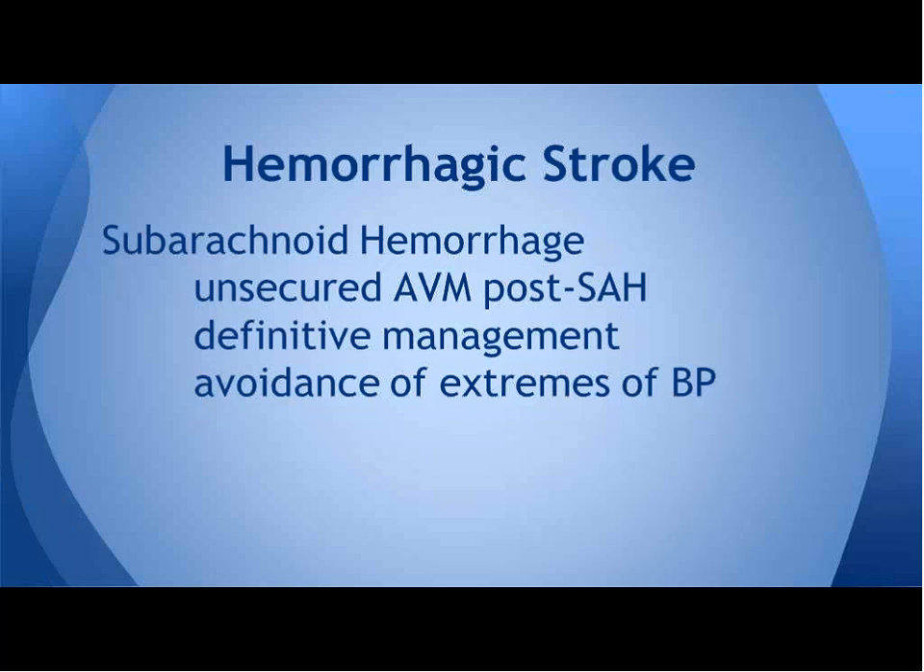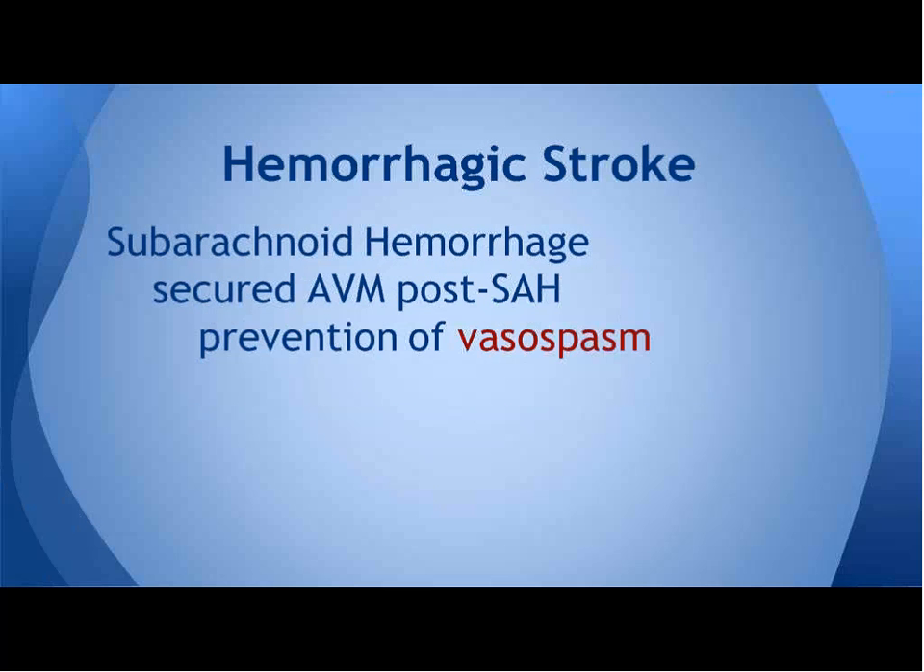So these patients are usually admitted to ICU and then managed relatively aggressively for the first 24 hours within very small parameters. But again, you have to keep in mind that they may have neurogenic pulmonary edema, they may have some coagulopathy, and you have to work with the individual patients. But you do want to avoid the extremes of blood pressure management.